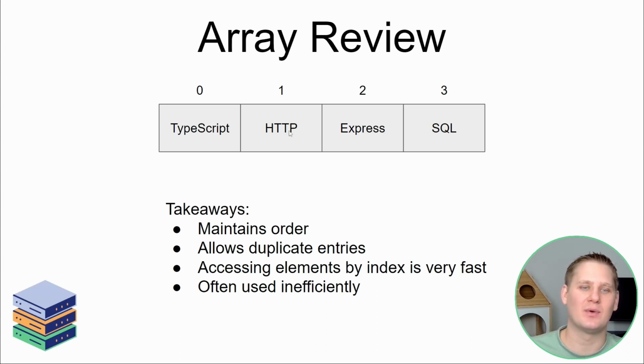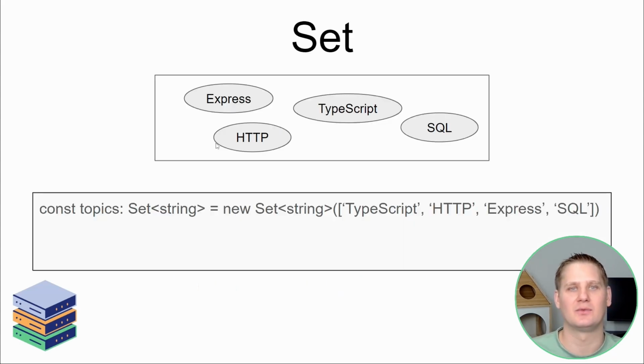So when we say array bracket 1 to get HTTP, that operation is incredibly fast. However, they're often used very inefficiently. For example, if we didn't know if HTTP existed in this array or not, we would have to iterate through the entire array in order to find out if something exists. In this scenario, a much better data structure to use would be a set.